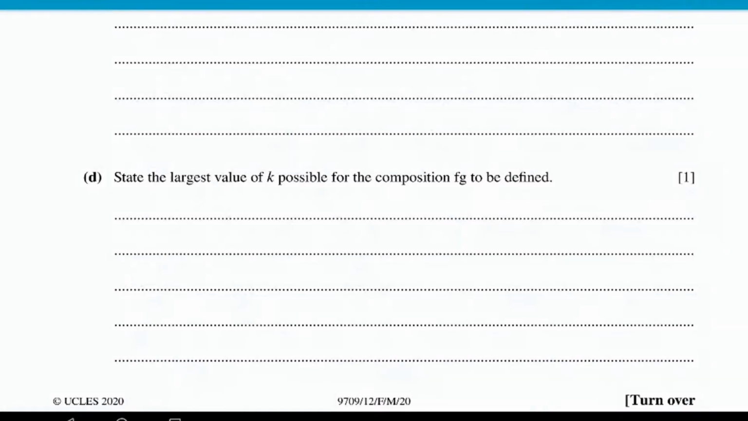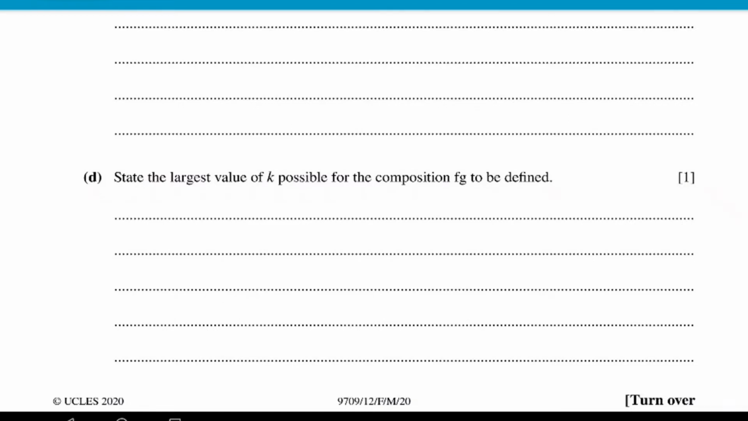The last part here: state the largest value of k possible for the composition fg to be defined. So composing function fg is we are going to put the g(x) into the f(x). So we are going to put the g(x) into the x of the f(x) here.